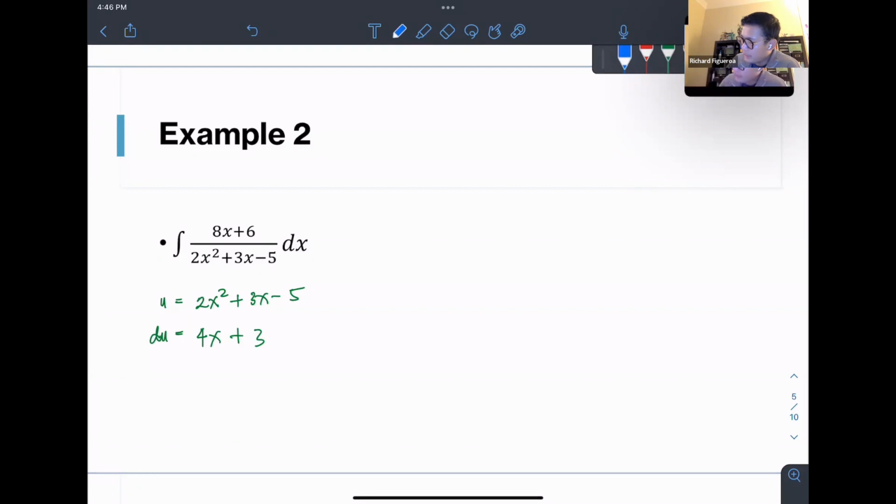So anong difference nito? So look at this. So di ba the integral natin would be 1 over u. Supposedly ang u natin is 2x squared plus 3x minus 5. But then, so supposedly, ang susulat ko dito should be 4x plus 3. Okay? So it will be 4x plus 3 dx. Is this the same as the original integrand?